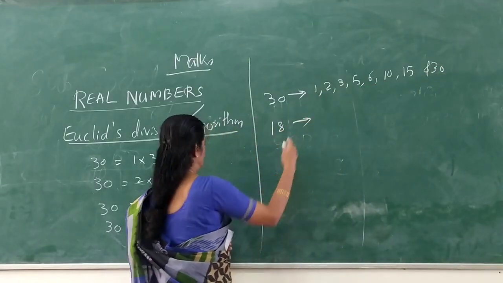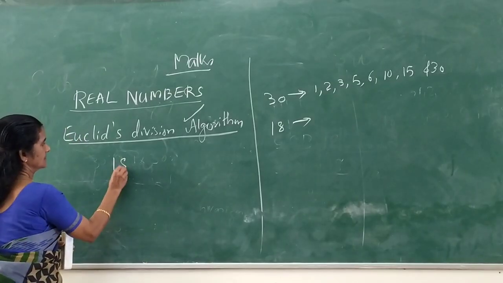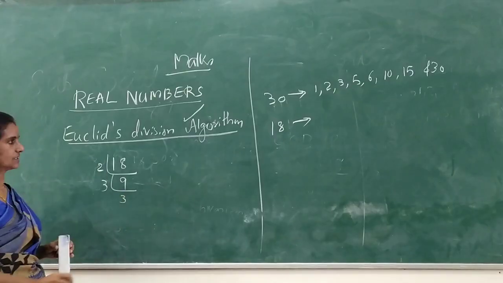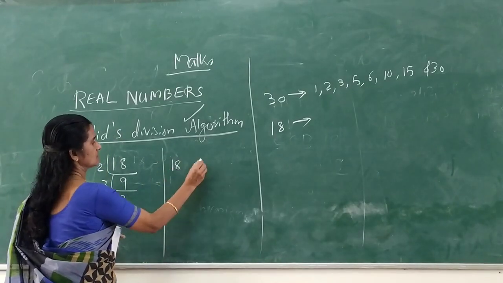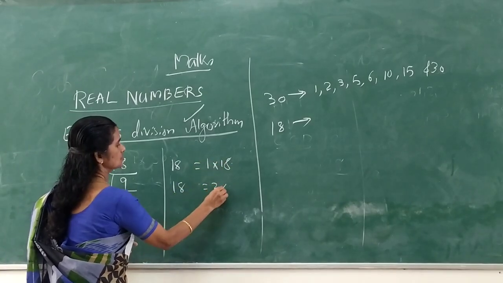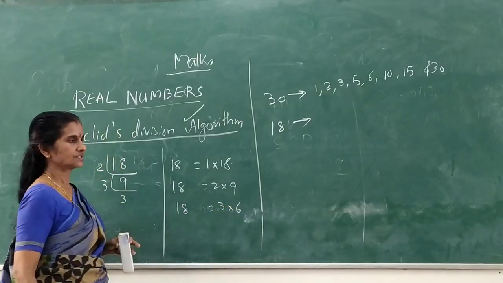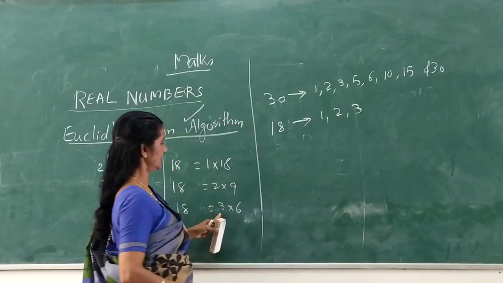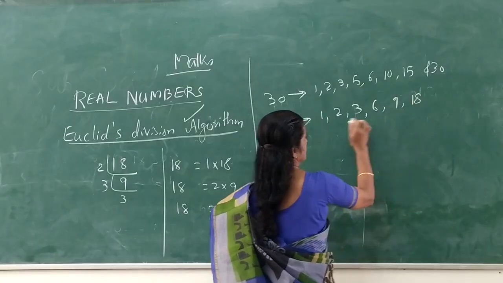And now 18. Let us factorize 18. 18 is 2 times 9, and 9 is 3 times 3. Therefore, the factors of 18: 18 is equal to 1 into 18, 18 is equal to 2 into 9, 18 is equal to 3 into 6. Therefore, the factors of 18 are 1, 2, 3, 6, 9, 18.